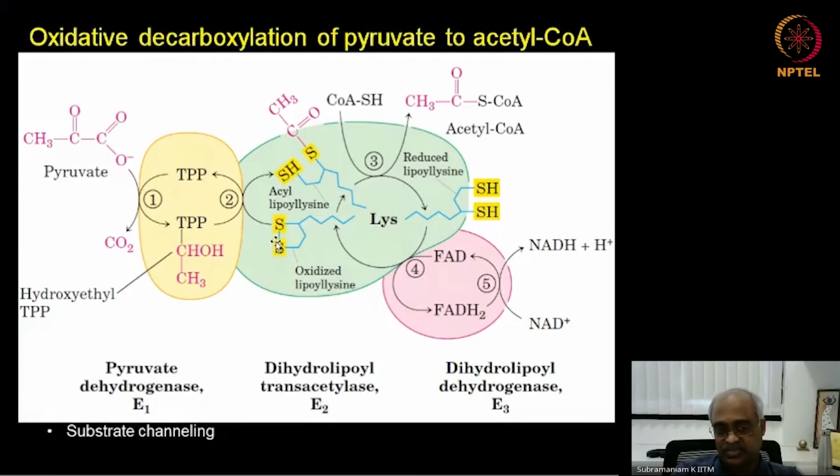Remember, it is a catalyst. It does not undergo permanent change. It's only a transient change. So when acetyl-CoA is released, what you end up getting is a reduced lipoic acid. So these are sulfhydryl groups, thiol groups, and that has to be oxidized again. And here the electrons taken from here get transferred temporarily to FAD. So FADH2 is produced, it's reduced to FADH2.